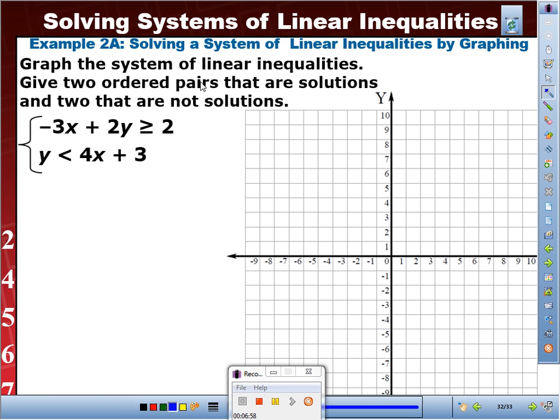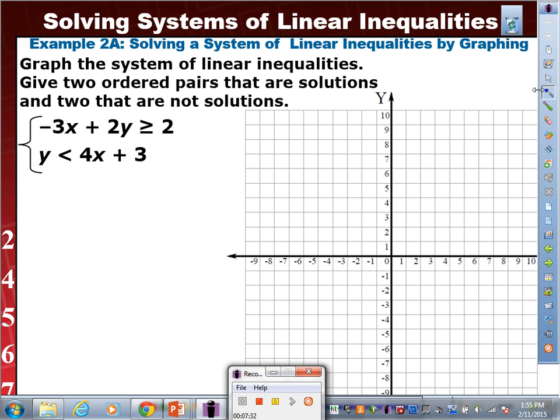All right, here we go. Example 2A says, graph the system of linear inequalities. Give two ordered pairs that are solutions and give two that are not solutions. So here we're going to give how many ordered pairs? 4 of them. 2 that are, 2 that are not. The system given: -3x plus 2y greater than or equal to 2, y less than 4x plus 3. Copy that, and then we'll go over it together.